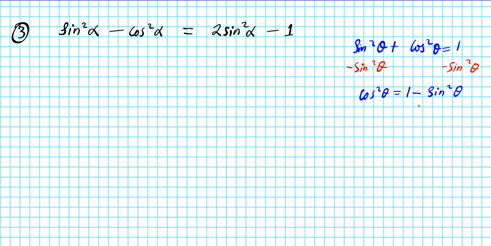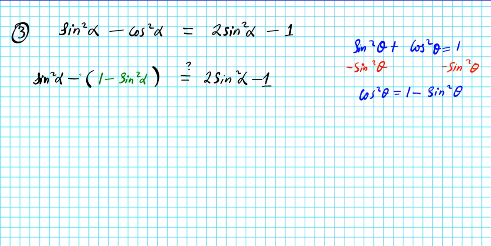So if I want to express cosine square theta using sine, I can use 1 minus sine square theta to accomplish that goal. So what I'm going to do is go back to this statement. We have sine square alpha minus, instead of cosine, I will replace it with what it's equal to from the Pythagorean identity, which is 1 minus sine square alpha. Okay? Question is, is that equal to 2 sine square alpha minus 1?